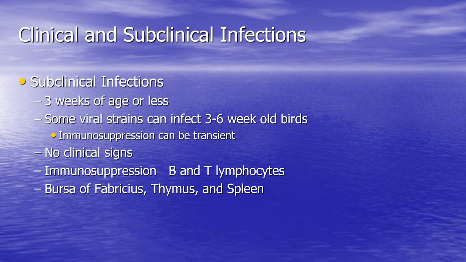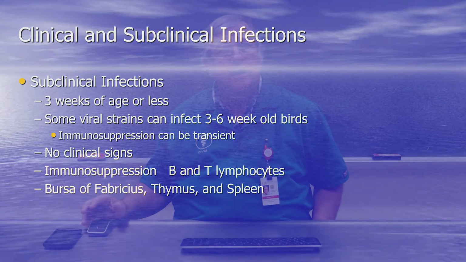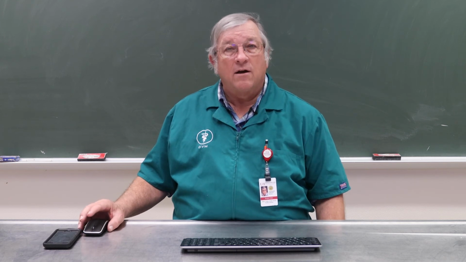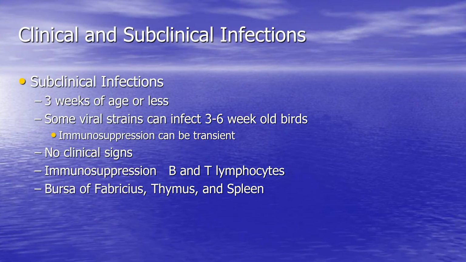There are two types of infections. We can have a clinical infection, clinical disease, or subclinical. With subclinical infections, typically those birds are less than 3 weeks of age. So we figure that as a cutoff period, 3 weeks or less. There are some strains that can affect birds a little older than that, say in the 3 to 6 week period, and be a subclinical infection as well. In those older birds, that immunosuppression is usually transient.